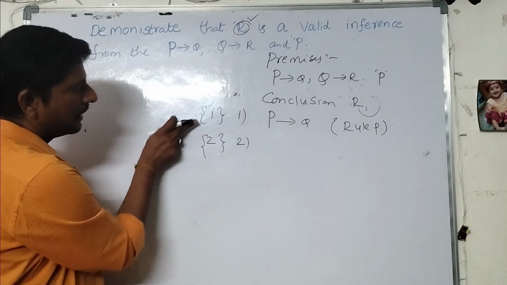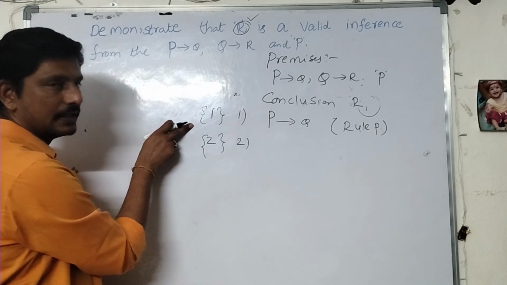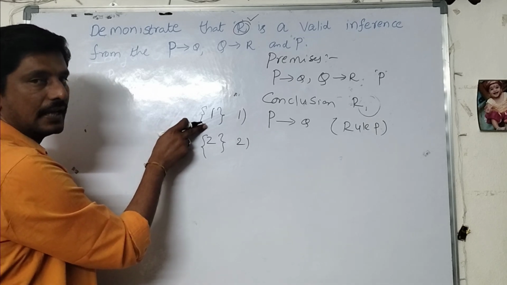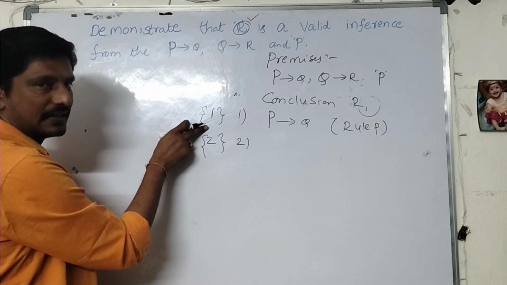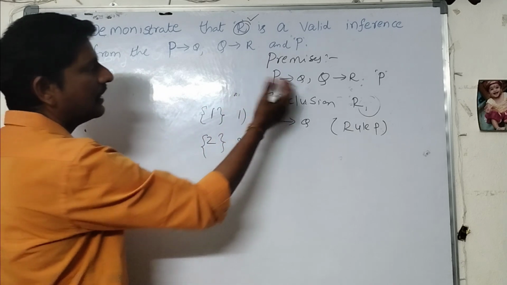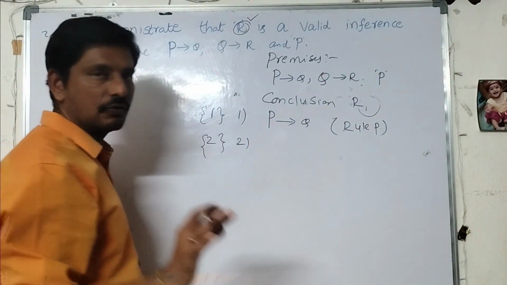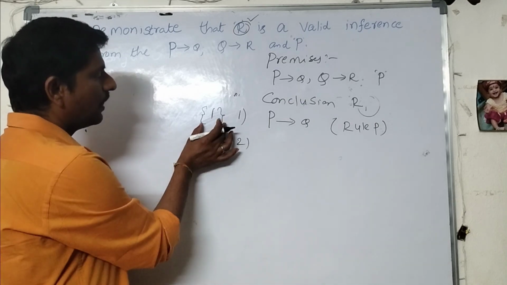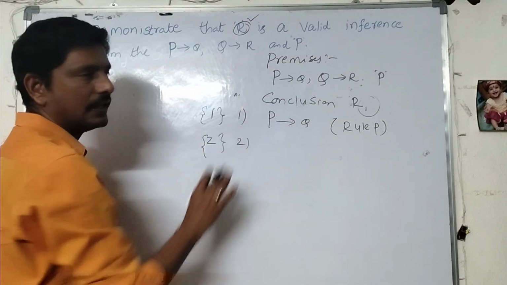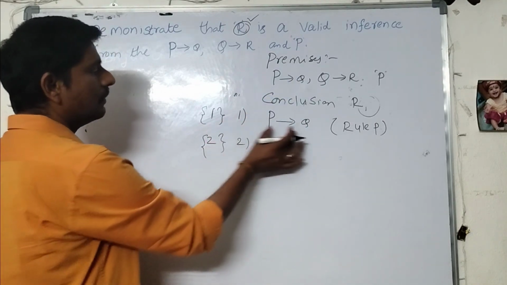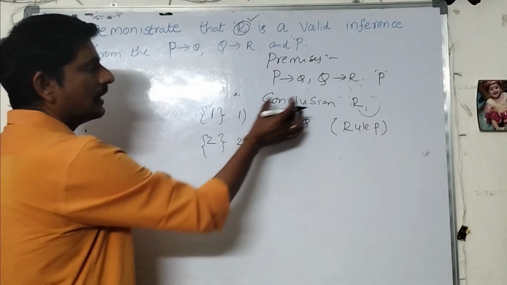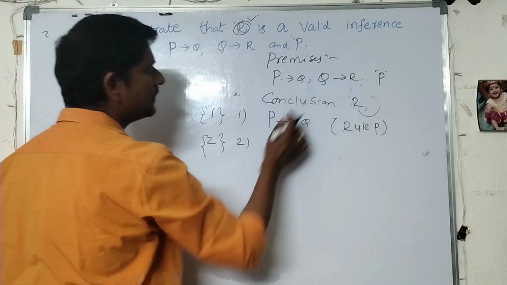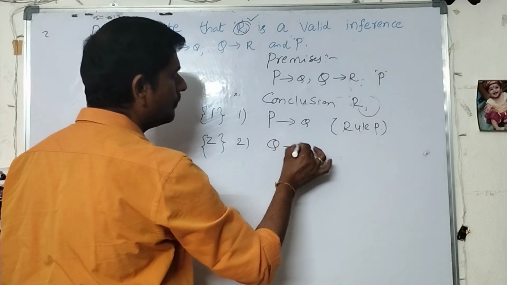If I introduce the premise, I take curly brackets and write 1. That indicates that I introduced the first premise. Whatever it may be, first or second or third, it doesn't matter about the order of the premise. Here in this case I have taken the first premise, P implies Q. Now I am introducing the second premise. What is the second premise here? Q implies R.